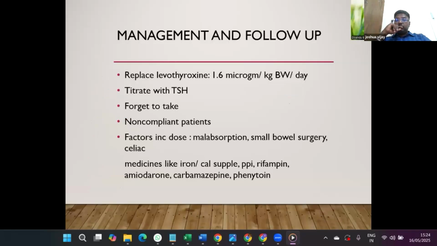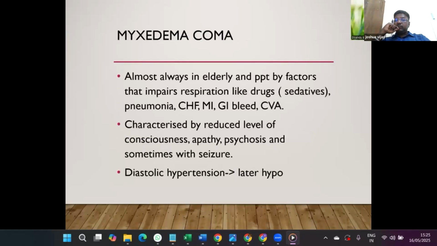How to treat? As the person is deficient in thyroid hormone, we have to replace it with levothyroxine. The classical dose is 1.6 micrograms per kg body weight per day. Titrate with the TSH only. If the person forgets to take it, the next day they have to take double the dose. Factors that need the dose to be increased are malabsorption, small bowel surgery, or celiac disease. Medicines like iron, calcium supplementation, PPI, rifampicin, amiodarone, carbamazepine, and phenytoin decrease and hinder the absorption. So either we should avoid giving them along with these medicines, or we have to give more levothyroxine.